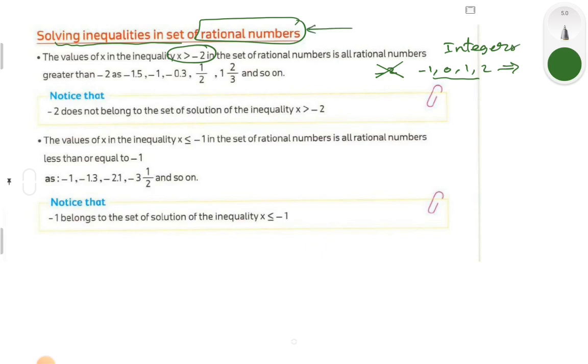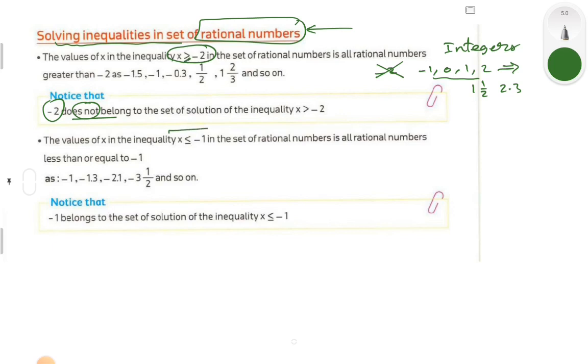A rational number may contain a fraction, may contain a decimal number, and whatever. So it's maybe -1, 0, 1, 2, maybe 1.5, maybe 2.3, and so on. All these numbers belong to the solution of this inequality. -2 does not belong because we have no equal here.